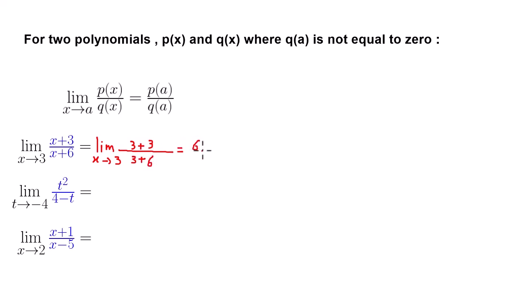And what's the limit of t squared over 4 minus t as t approaches negative 4? What's the answer to this limit? Once more, according to direct substitution, we plug in negative 4 and we get 2, because negative 4 squared over 4 minus negative 4 equals 16 over 8, which is equal to 2.